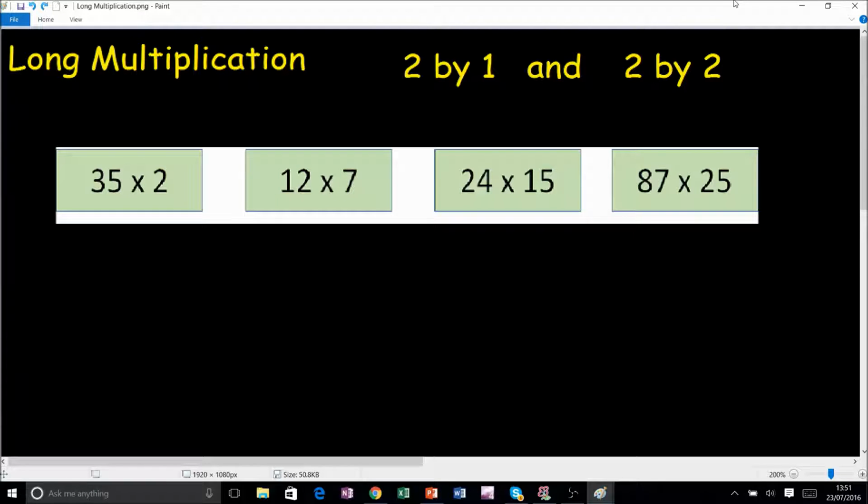And today we're going to be looking at long multiplication, specifically 2 by 1 and 2 by 2. Okay, so let us get on with it. Let's see how we do.